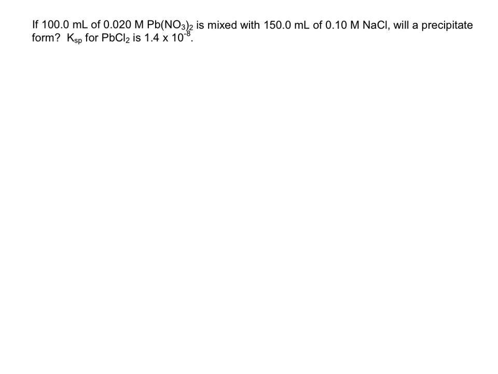Let's try the next problem. It says I have 100 milliliters of 0.02 molar lead nitrate. It's mixed with 150 milliliters of 10th molar sodium chloride. And it's asking, will a precipitate form? And they give us the KSP for PbCl2.